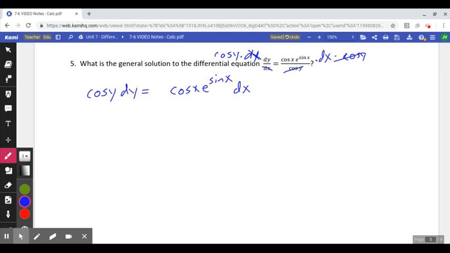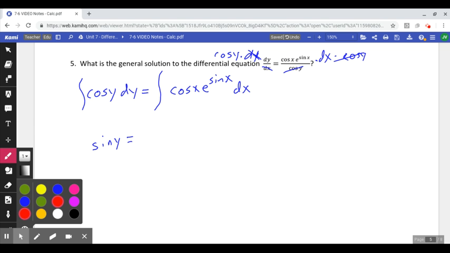We've now successfully separated all of our variables. I have an expression on the left, or a factor, cosine y in terms of y, and then everything on the right-hand side is in terms of x. My next step is to integrate each side. To integrate the left side, it's not that terrible. The antiderivative of the cosine is the sine. In other words, the sine has a derivative of the cosine. The right-hand side is a little bit trickier.